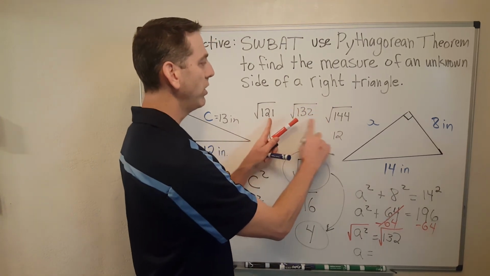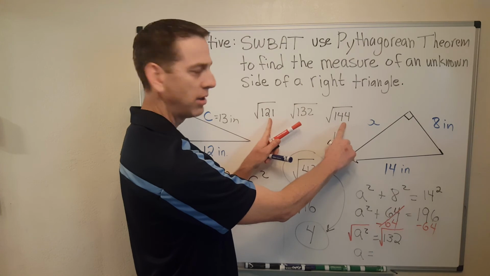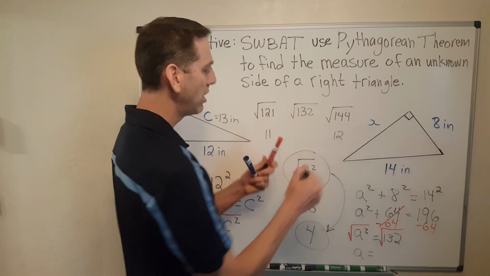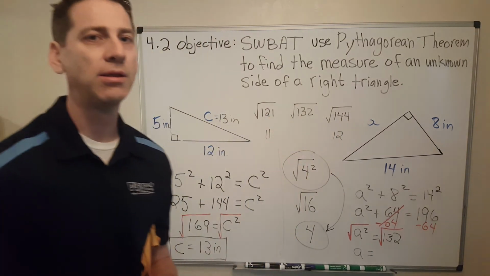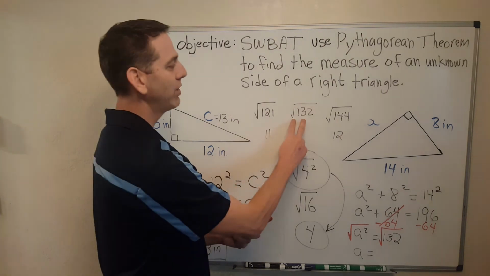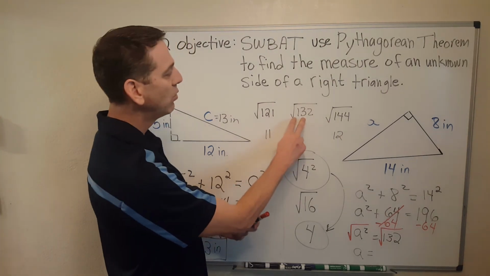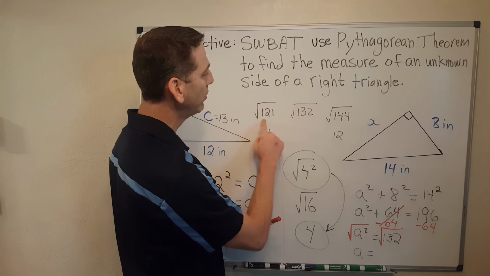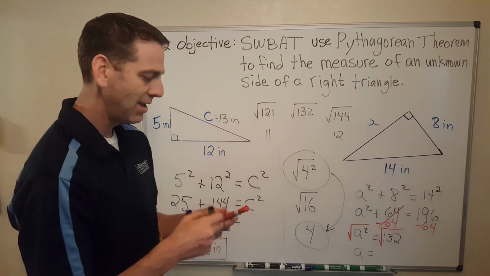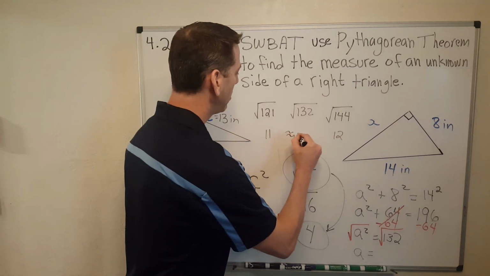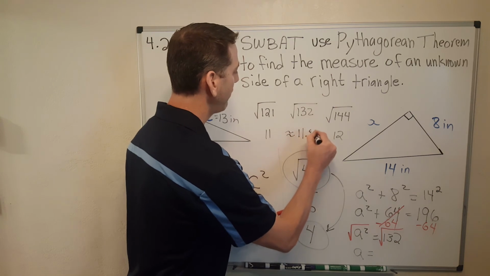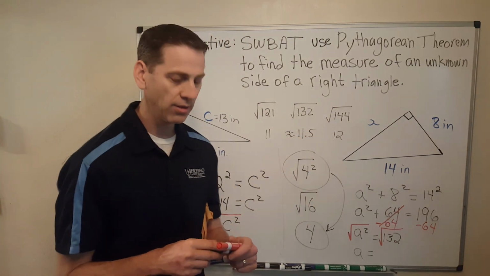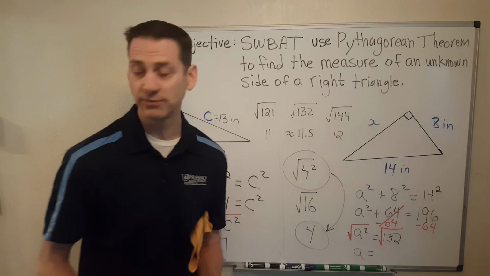132 is about halfway between 121 and 144. So if you were to estimate what is the square root of 132? Well, it's about halfway between 121 and 144. I'm going to say it's about 11.5, approximately. All right, you can approximate these things.